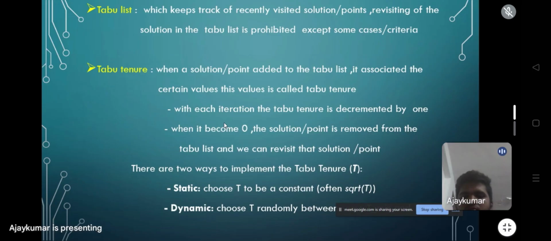We can set the Tabu tenure in two ways. One is static, another one dynamic. Static means choose t to be constant, that is square root of t. Dynamic means choose t randomly between t max and t min.